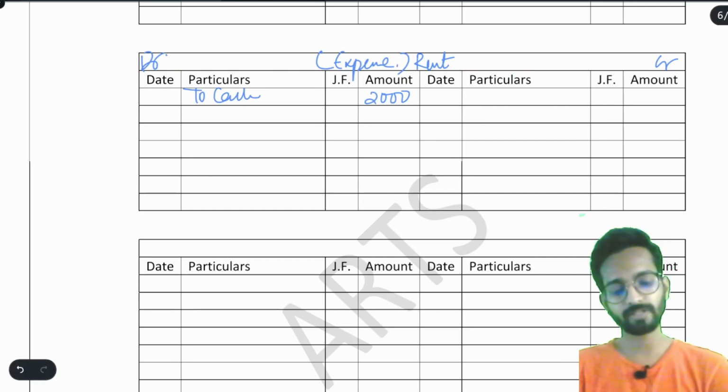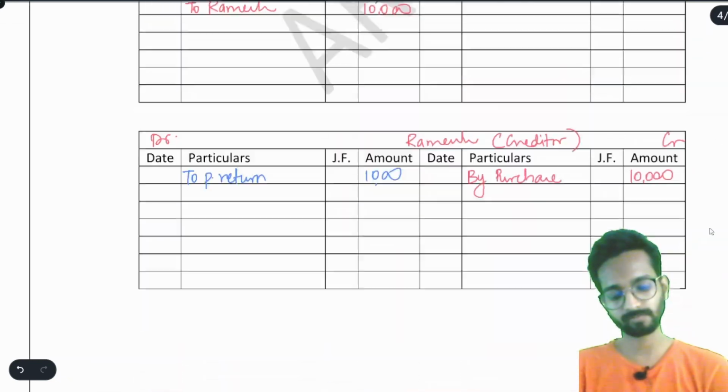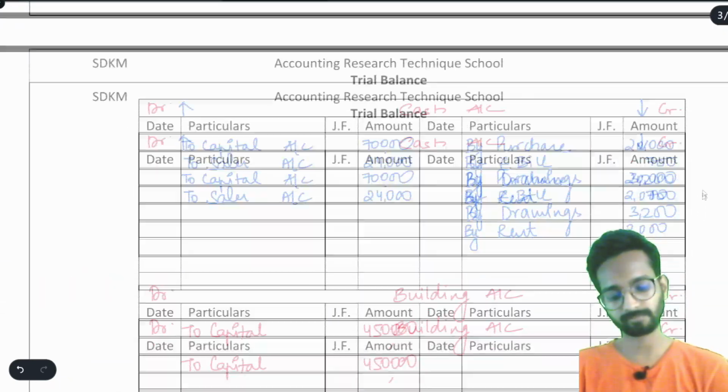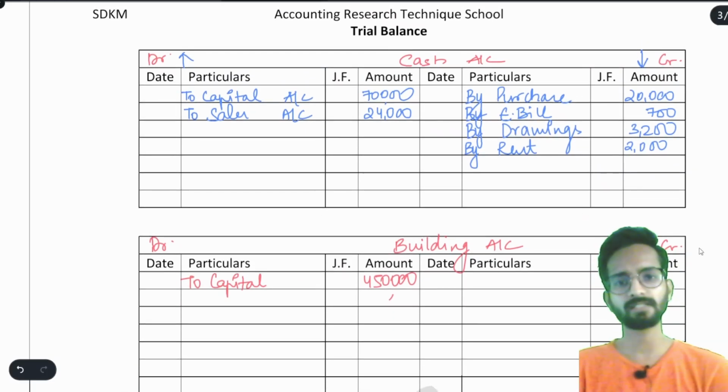Now what will we do? First we will close our asset accounts. Where are our asset accounts? We'll start it. There is not a fixed pattern. I am just saying we will follow a pattern that asset, expense, liability, then income. So it will look good and the presentation will be good. Okay. See, now what is the first thing here?